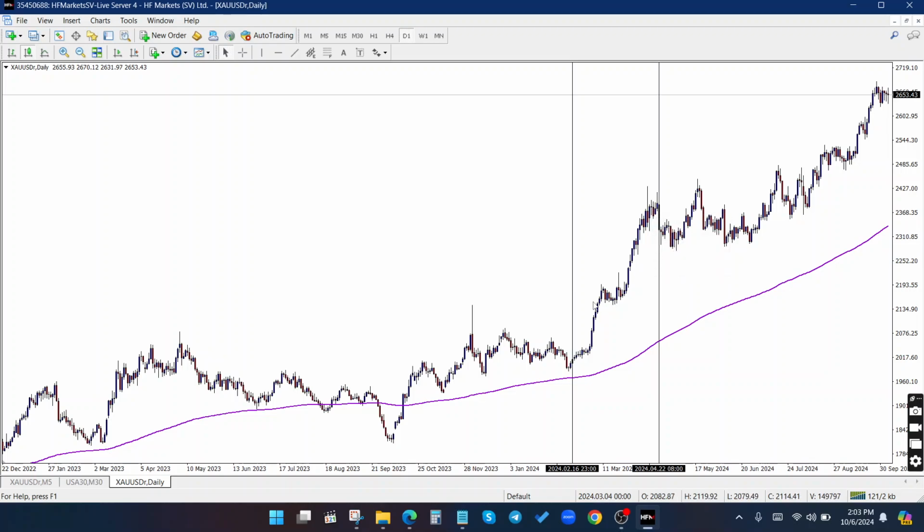So basically, this is how the 200 EMA works. It helps you identify the direction of the trend. It helps you to know when to buy and when to sell. When price is trading above it, it's a buy indication. When price is trading below it, it's a sell indication.